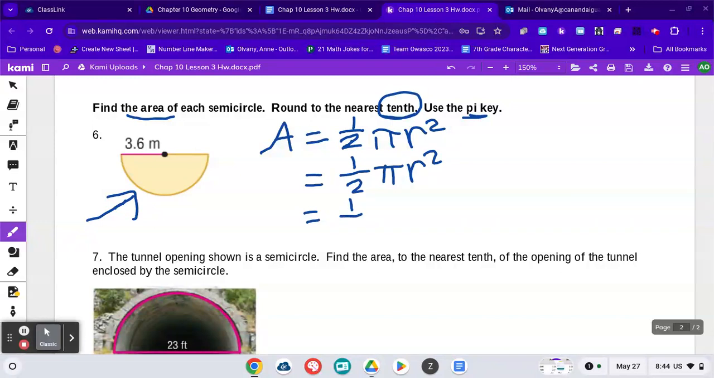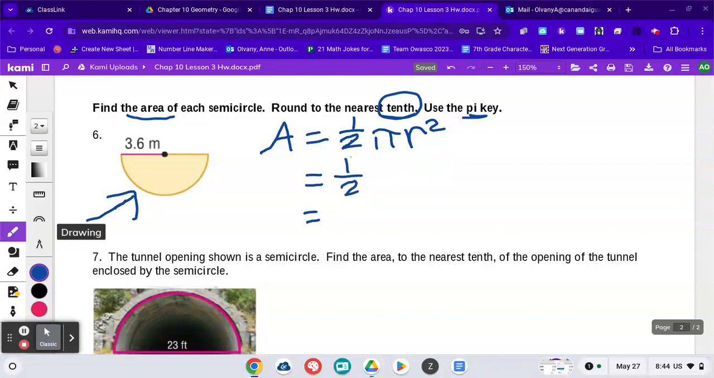And then, why did I just write that twice? It is so hard for me to talk and write at the same time. Okay, so 1/2 pi times, actually the radius is given, that's 3.6 squared. So I've got a lot to type into my calculator now. 1/2 times pi times 3.6 squared. And I'm not using the fancy calculators that we have at school right now.